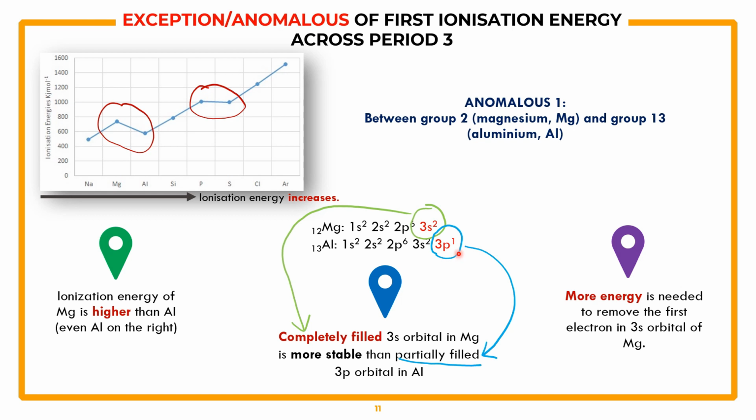Since aluminium only has a single electron in the 3p, it is easier to remove this first electron during the first ionization energy process. So more energy is needed to remove the first electron in the 3s orbital of magnesium, and less energy is required to remove the first electron in aluminium.